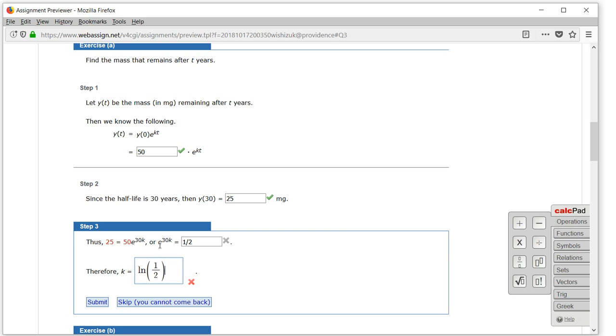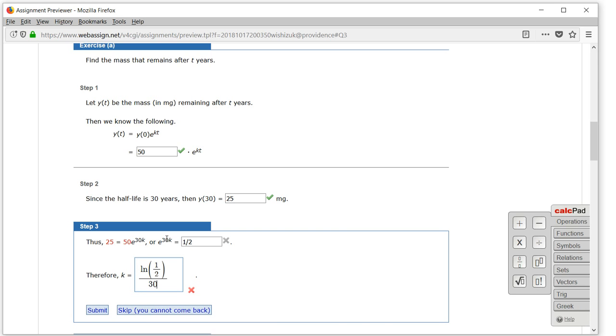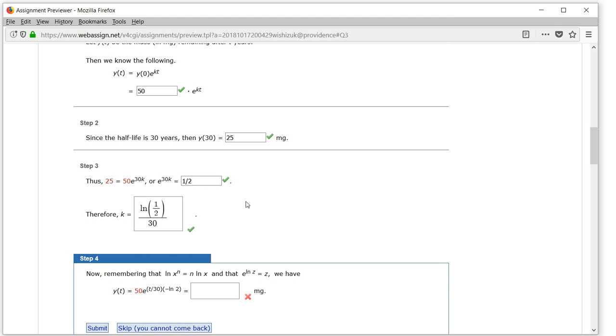We take the natural log here and the natural log there, so the natural log and e cancel out, and you have 30k. So we're going to have to divide this by 30. Let's check the answer. I came back and it looks like we got step 3 correctly.